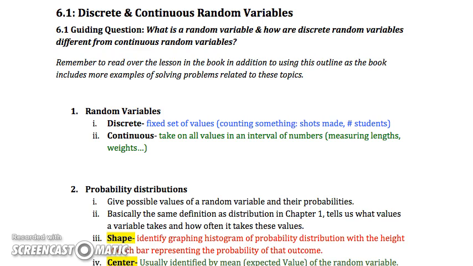So a nice example is shoe size is discrete. It goes by half sizes, so 7, 7.5, 8. But the length of your foot would be continuous. So it's important to know that distinction. I want you to think about what is a random variable and how are discrete random variables different from continuous. But before we go on, let's look at this in the context of a problem.